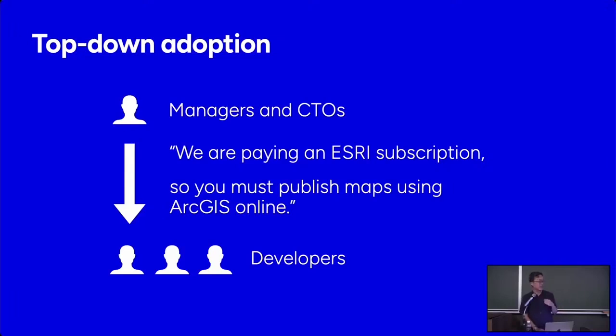web maps like ArcGIS Online. So it doesn't matter what your preference is. You must use this technology from the top down because we are paying for it. And oftentimes developers don't think that it's the right solution. Maybe it's too complicated. Maybe it's not a good match for the project. But they have to use the project because you're already paying for it. And I think this happens a lot. It's a large challenge for FOSS4G because of this sort of top-down adoption of technology.